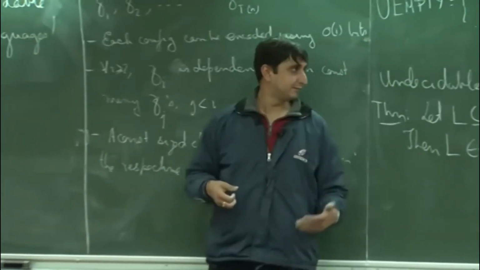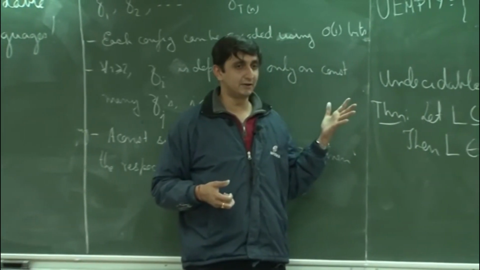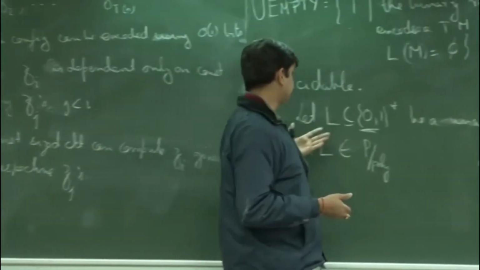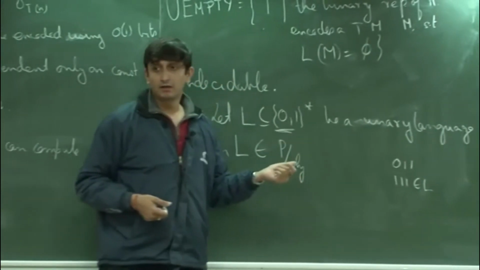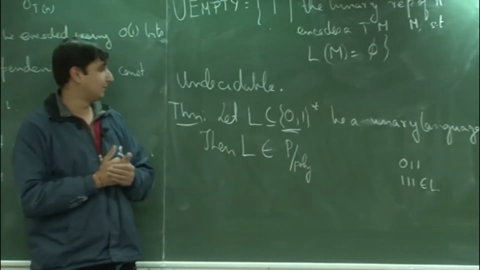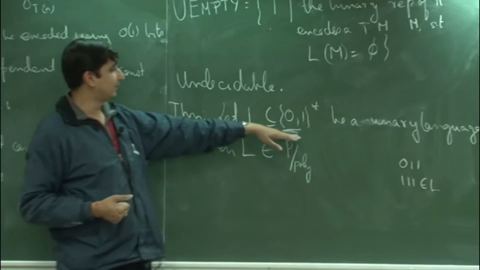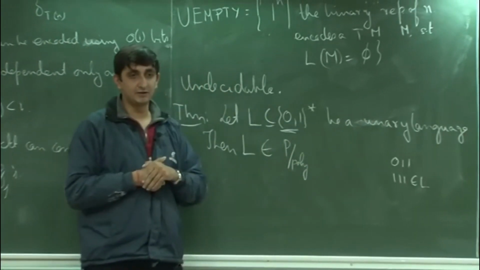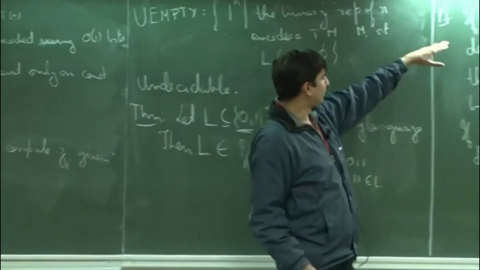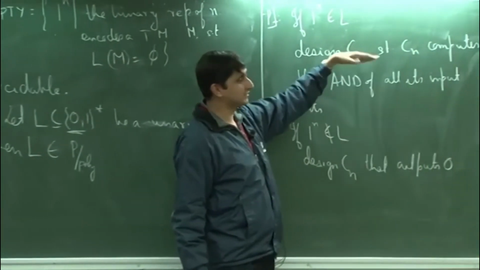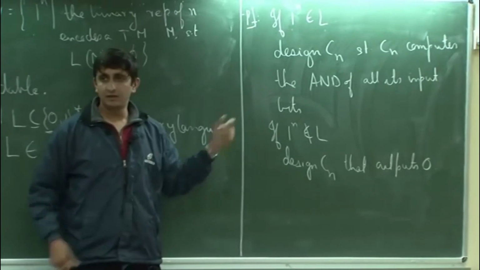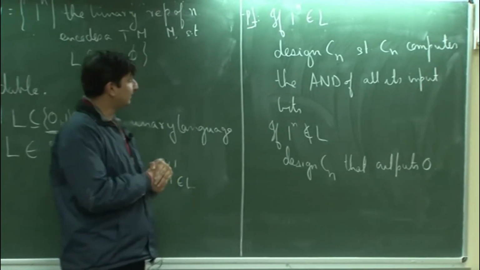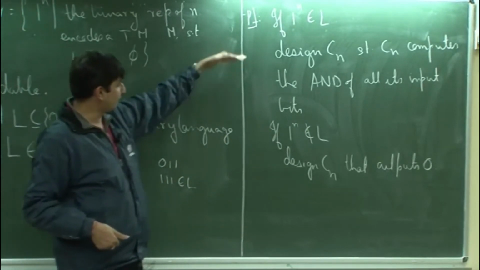But this is kind of cheating in some sense. You can assume the alphabet to be unary here also, and the same thing will carry over, in which case if 1 to the power n is in L, you just design a trivial circuit which outputs 1, and otherwise 0. That is not the point, but the cheating is in the place where we are designing the circuit.